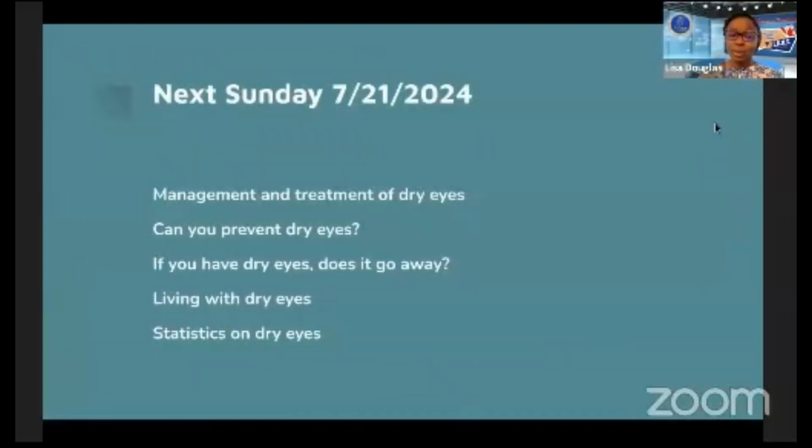Next Sunday, we're going to talk about the management and treatment of dry eyes. Can you prevent dry eyes? If you have dry eyes, does it go away? Living with dry eyes and statistics on dry eyes.